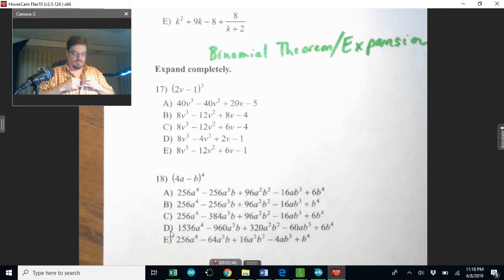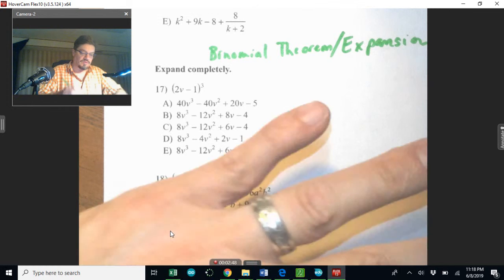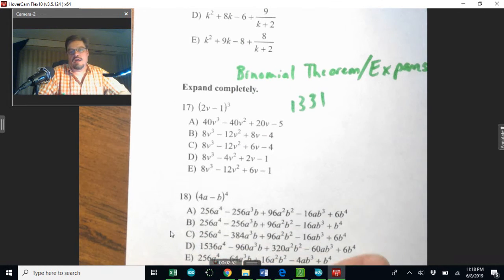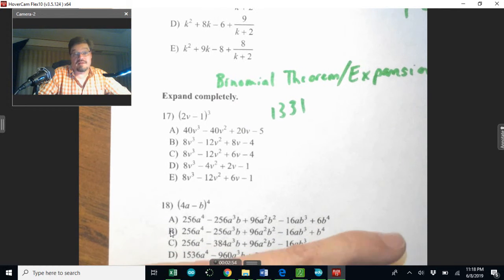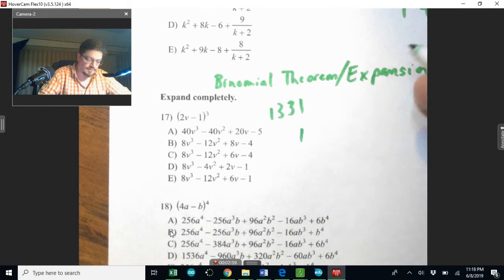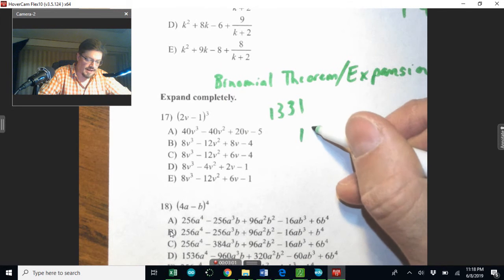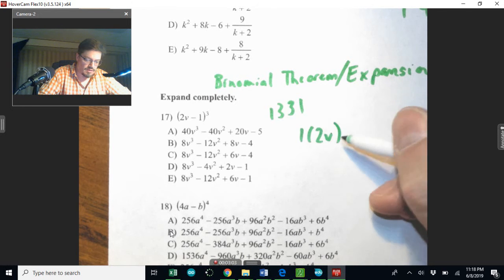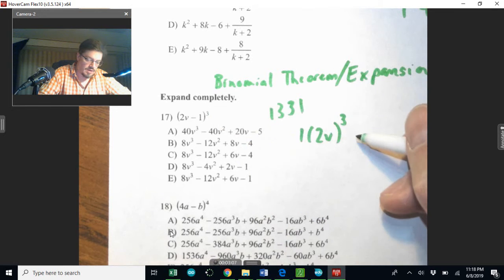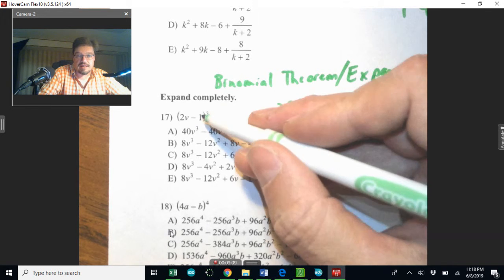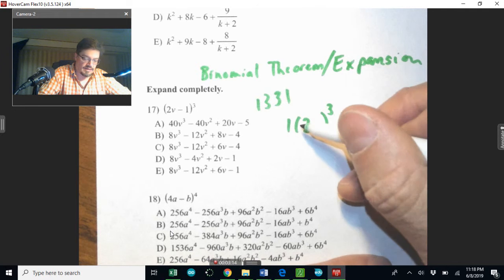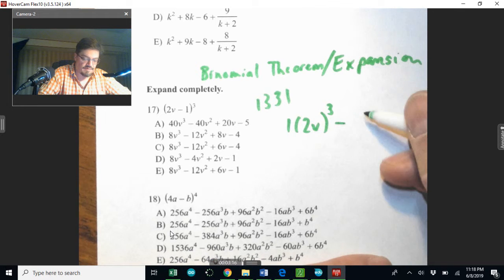Wonderful. So anyways, we got our 1. So what I'm going to do is put 1, 3, 3, 1. And those guys are going to be my triangle numbers, and they're always there with me. So 1. Now I'm going to have 2v raised to the third power, and the third power comes from here. Then I'm going to alternate, because I do have a negative sign here. So I start off positive, then negative.